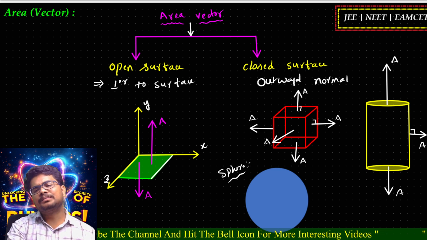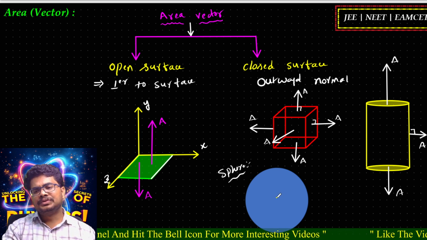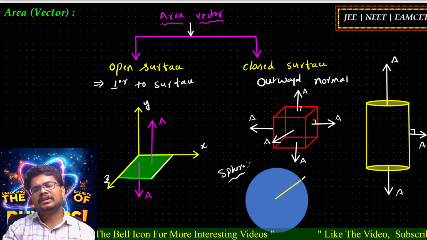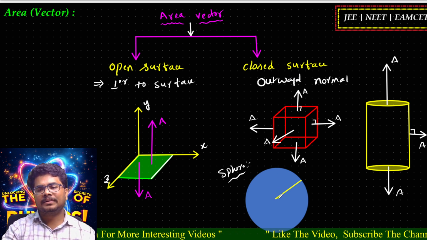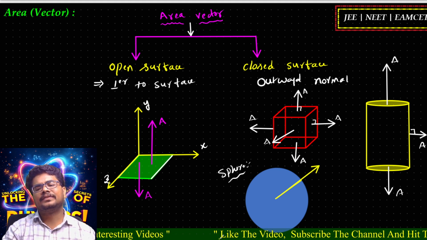See, for a sphere, it's a very simple logic. I'll give it to you, and if you follow it, you will get the answer very easily. For the area vector direction, choose the center. From the center, wherever you want to find the area, we just draw one radius line and extend it. If you extend the radius line, that is the direction of the area vector.